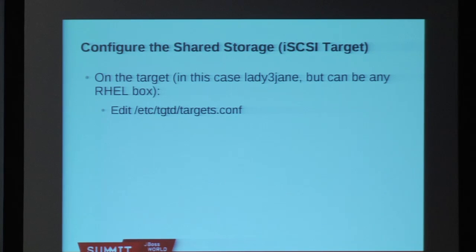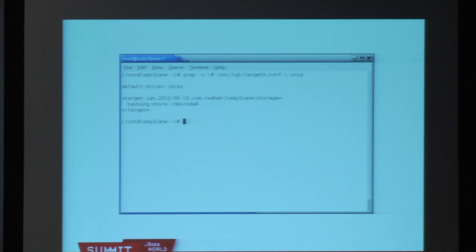Again, whether you're using an appliance like a NetApp or a RHEL box, it doesn't matter. You just need an iSCSI target. Since I'm using RHEL as my iSCSI target, I edited the targets.conf file under /etc/tgt, and I just added one stanza. I defined my iSCSI qualified name, IQN, and the way that I named it was I used the date, the domain name, the host name, and then I just called it storage. I defined my backing store, the thing that I'm going to be sharing via iSCSI, which is /dev/sda4.